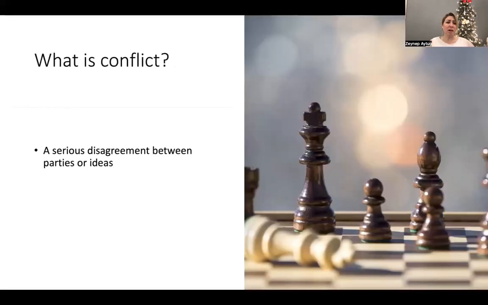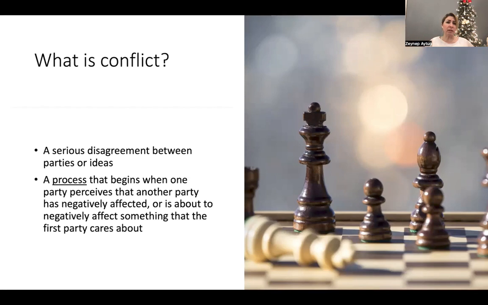To define conflict, it is a serious disagreement between two parties or ideas. I mentioned here ideas because sometimes we feel a conflict within ourselves. If I'm in a dilemma between multiple different projects or values or ideas, I may be having a conflict, but the focus of this class is more so on the conflict that takes place between two or more different sides or parties.